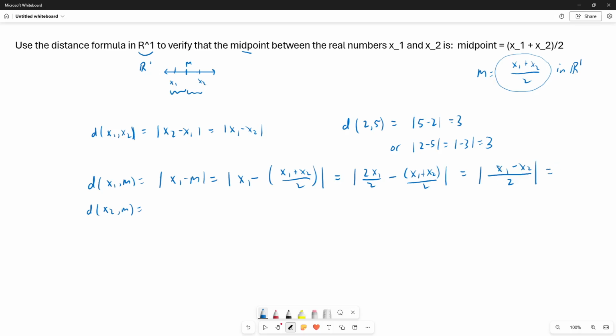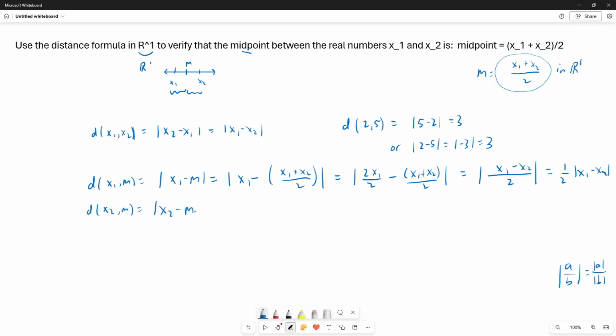And the absolute value of a fraction, the absolute value of a over b, is the absolute value of a divided by the absolute value of b, and the absolute value of the denominator here is just 2. So this is 1/2 absolute value of x1 minus x2. So it's half of the distance between the two numbers. And we need to just verify that x2 and m has the same distance.